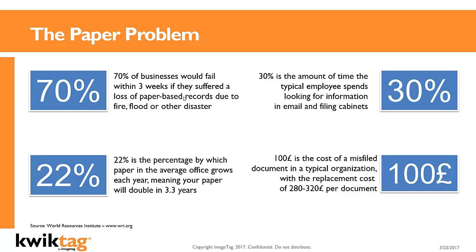So 30 to 40% of people's time is spent chasing around looking for information. And to add fuel to that fire, no pun intended from the disaster standpoint, the data is growing. The documents are growing exponentially every year. 22% is the rate at which paper increases year over year. So if you're a mid-size organization, the amount of paper in your business is likely to double within a 3-year time. If you're a larger organization, that's going to be even faster.